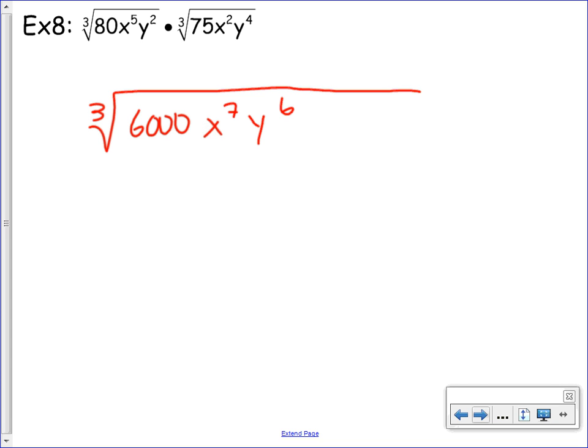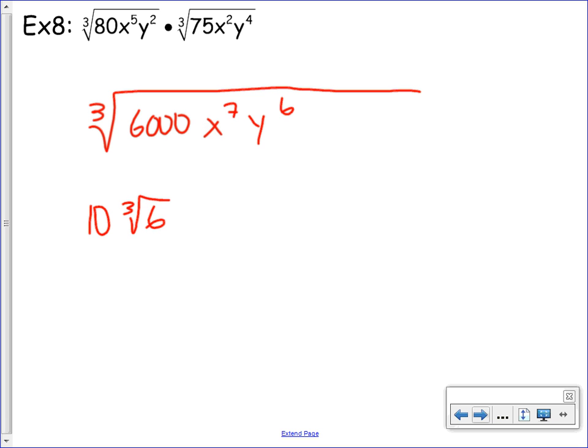Cube root of 6,000? What is it? 5 and 48? Do we agree? 10 and 6. I think 48 could have kept on going down, right? So 10 and 6. So it'd be 10 cube root of 6.